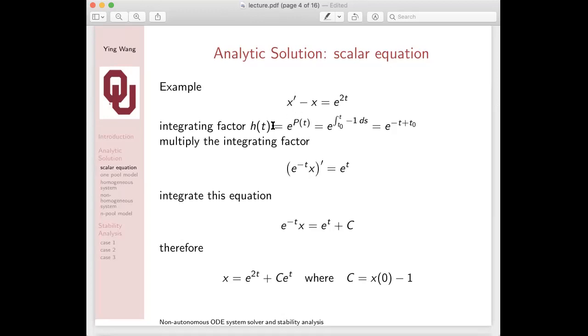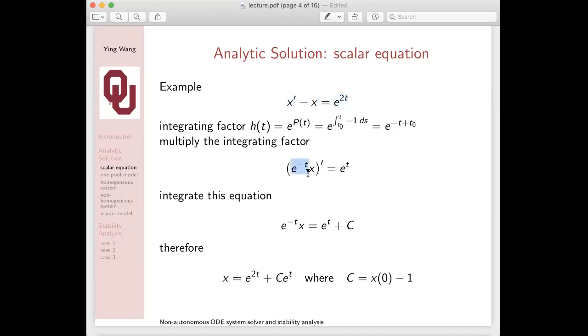First, we construct the integrating factor, e to the power of capital P, which is the integral of -1. That's e to the power of -t plus t naught. And then we're going to multiply this integrating factor across the entire equation. Then the left-hand side of the equation becomes the derivative of the product of two functions.